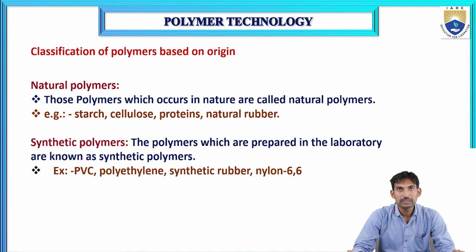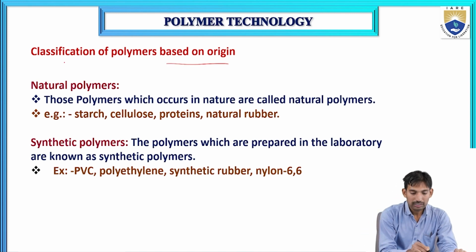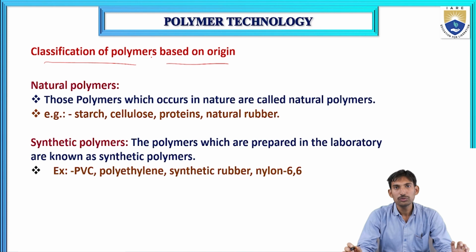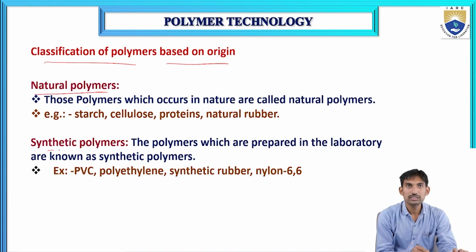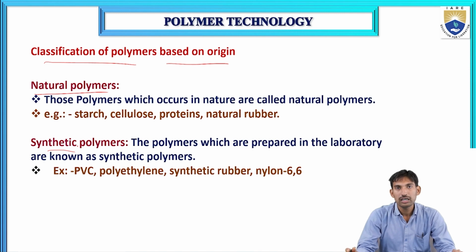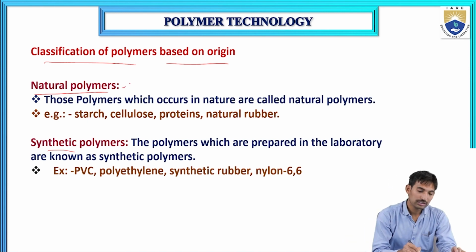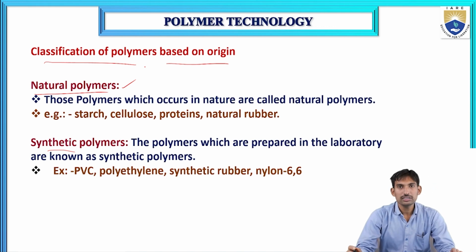Classification of polymers based on origin. Based on origin, the polymers are classified into two types. The first one is natural polymer, and the second one is synthetic polymer.